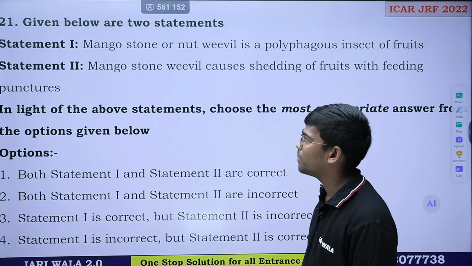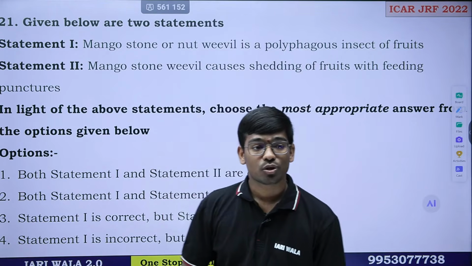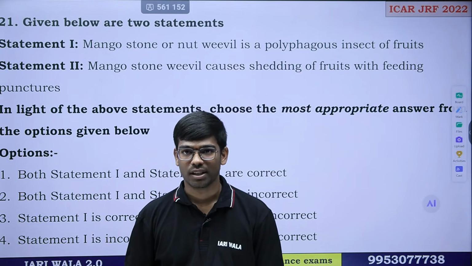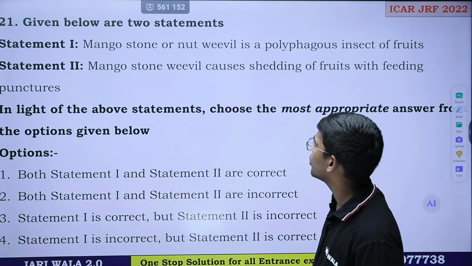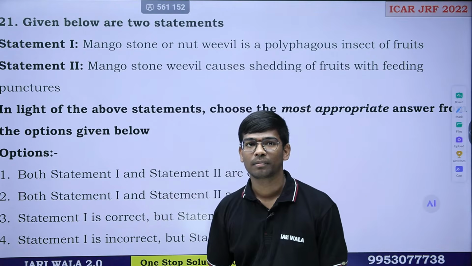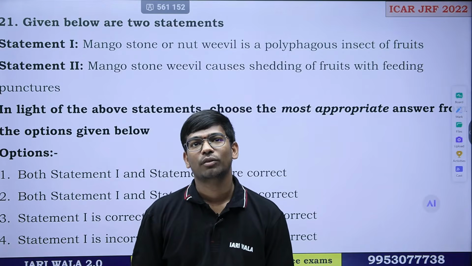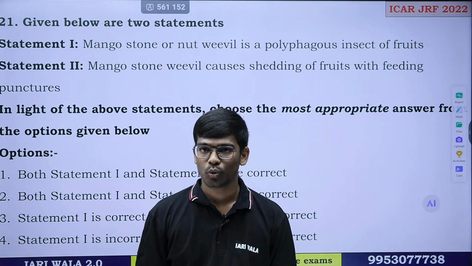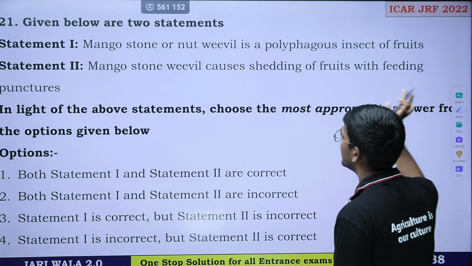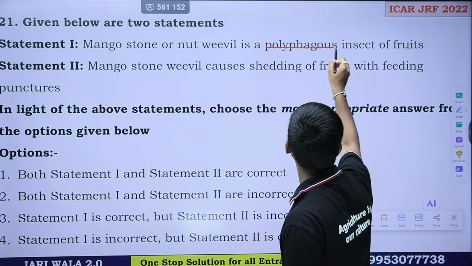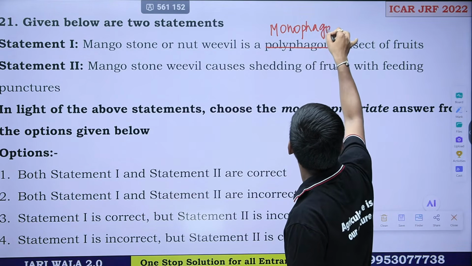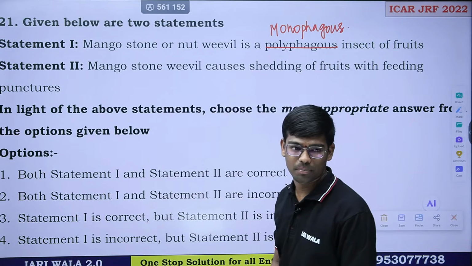The next one, again statement-wise questions. The mango stone or nut weevil is a polyphagous insect of fruits, is the first statement. And the second one: mango stone weevil causes shedding of fruits with feeding punctures. So what will be the option? Many of the students are telling it's 2. Correct, both the statements are incorrect. First of all, mango nut weevil or stone weevil is a monophagous pest, not a polyphagous pest.